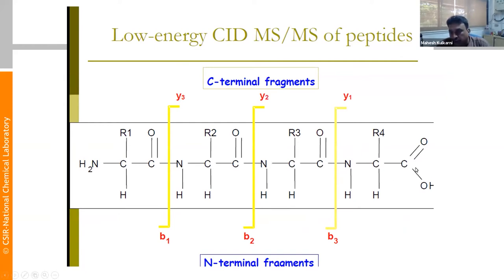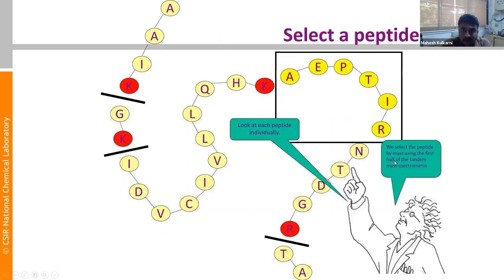Whereas from the carboxy terminus, the first fragment ion is called Y1, and the second fragment ion is called Y2, third, Y3, and so on. Okay, so you need to remember that whenever you do a peptide fragmentation by CID, the fragmentation occurs at the peptide bond. As a result, B and Y ions are formed. Okay, let's look at this cartoon.